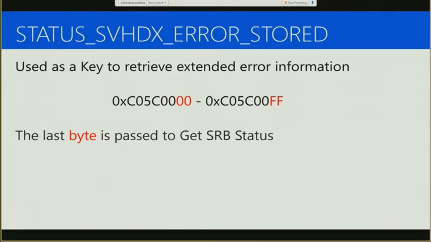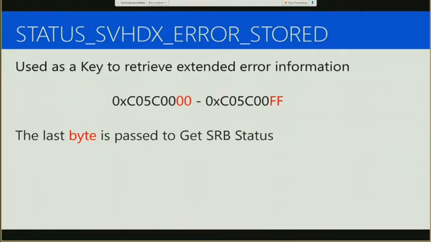Then it's up to the client to say, hey, I actually want to figure out why this failed. So he'll issue a request, one of those tunnel get SRV information requests, passing this last byte as the key. So this is the final piece of that picture of how we do extended error information. And I'm going to walk through that right now.